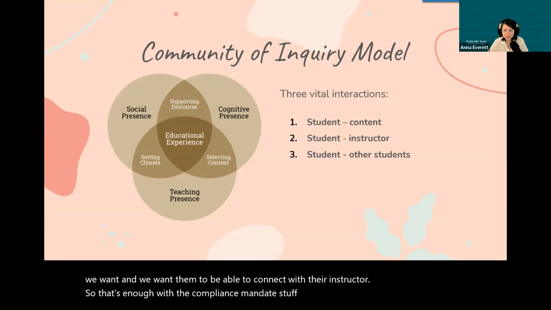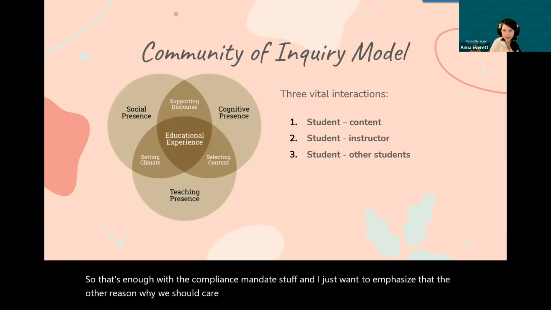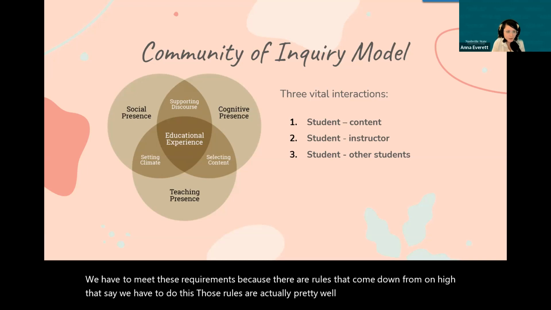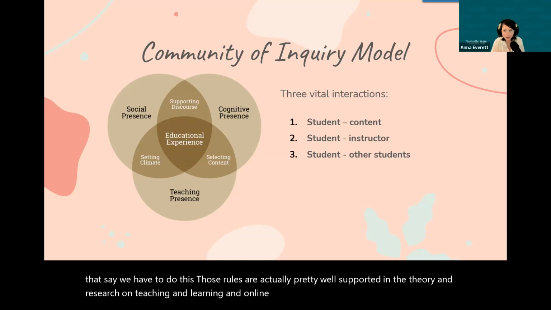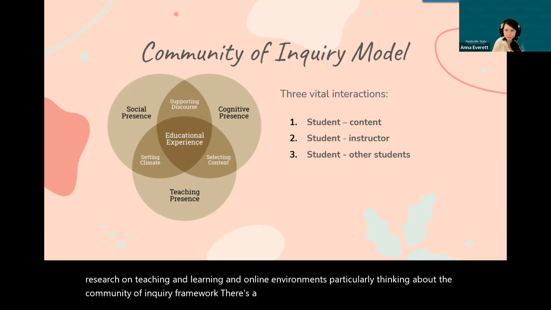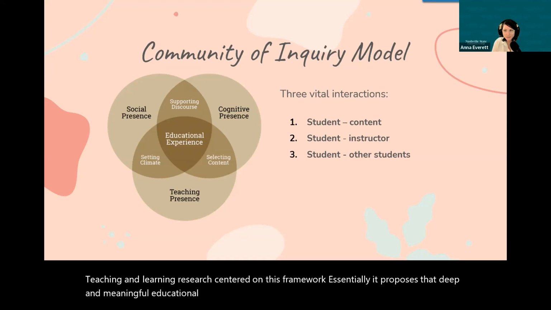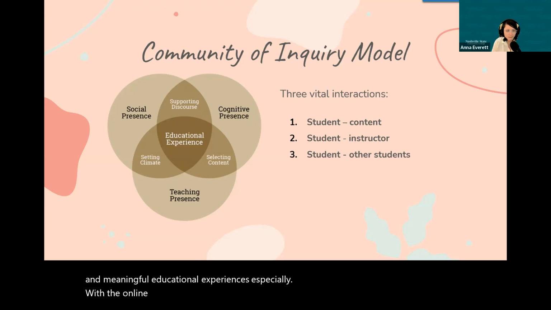I just want to emphasize that the other reason why we should care about this is not just that we have to meet these requirements because there are rules that come down from on high that say we have to do this. Those rules are actually pretty well supported in the theory and research on teaching and learning in online environments, particularly thinking about the community of inquiry framework. There's a lot of teaching and learning research centered on this framework. Essentially, it proposes that deep and meaningful educational experiences, especially with the online environment in mind, have to emerge out of three vital interactions.